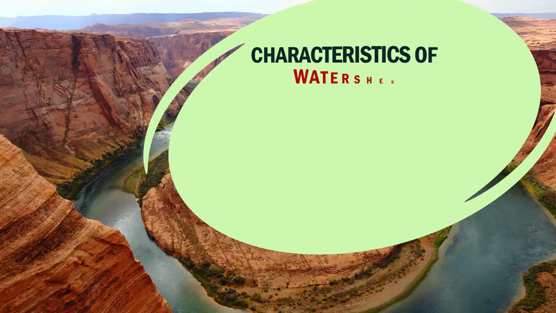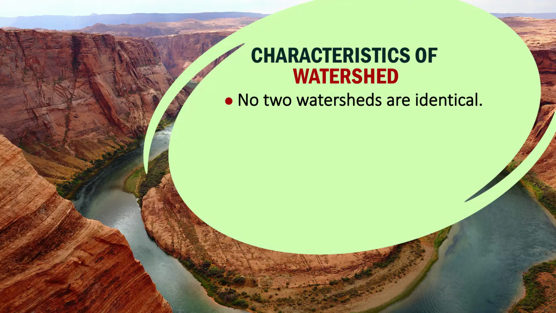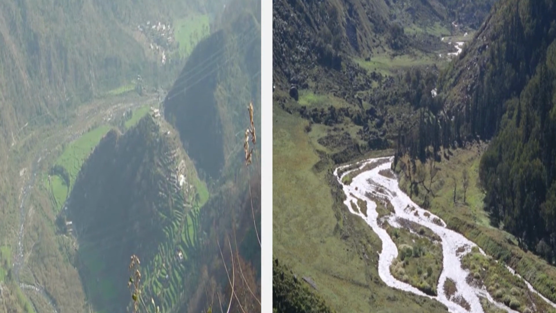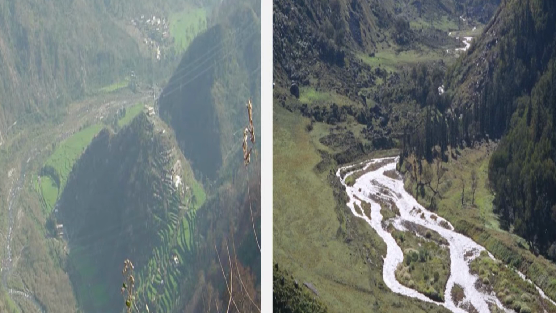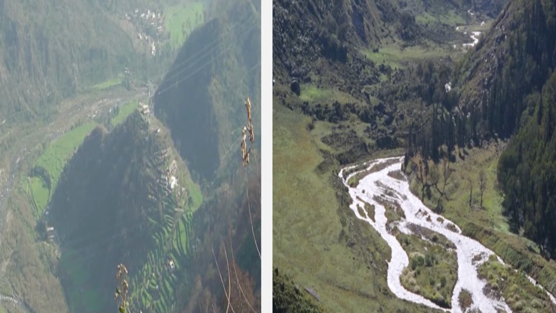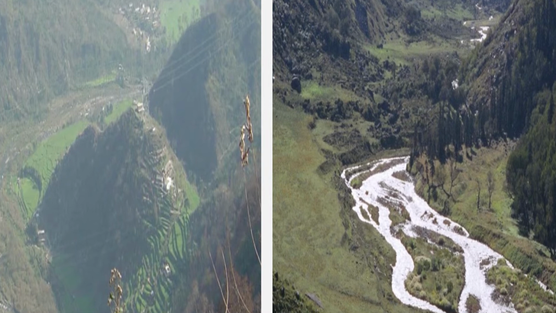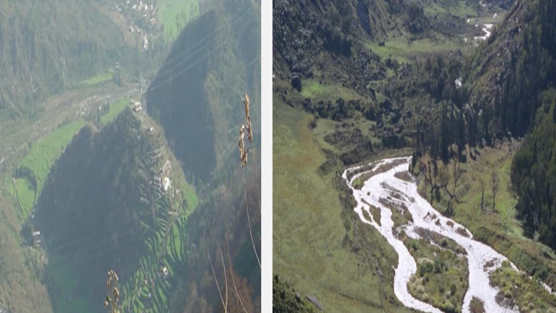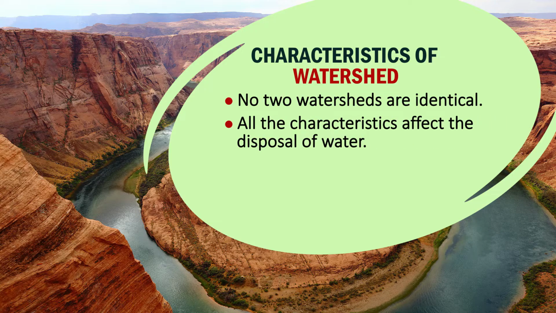Then what are the characteristics of a watershed? We will not go into details, but if you look from the watershed management point of view, we will see that no two watersheds are identical. When I showed in the beginning of this slide these two watersheds in Uttarakhand Himalaya, you will see the shape and size are very different from one watershed to another. All the characteristics of a particular watershed are different, and those characteristics affect the disposal of water.